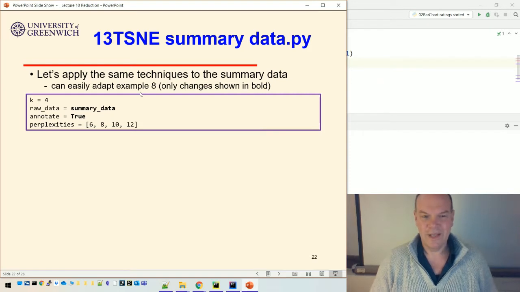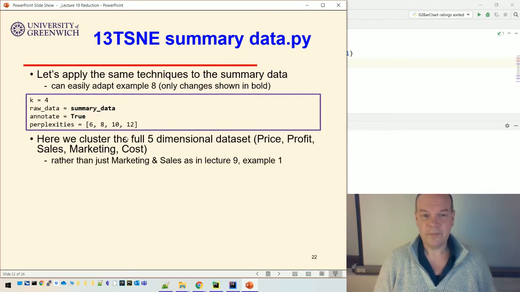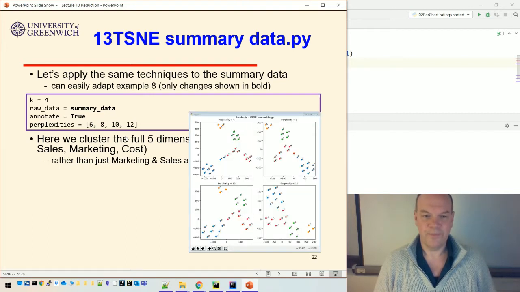Okay, so again, in order to do the tSNE plots, we just need to adapt that code. All I've done is change the raw data to be the summary data, and I've set the annotations to be true. Everything else I've left unchanged, in fact. So now we're going to cluster. I think previously we clustered just parts of the data set. So now we're going to cluster the entire data set, so the price, profit, sales, marketing, cost, rather than just marketing, sales, as we did last week. And that's the picture that we get.